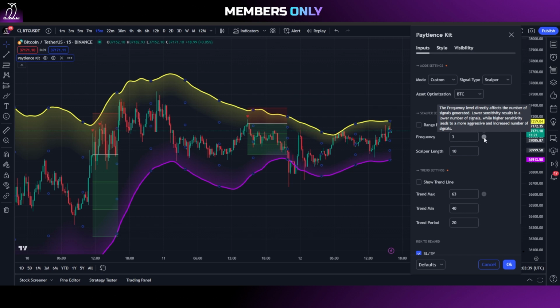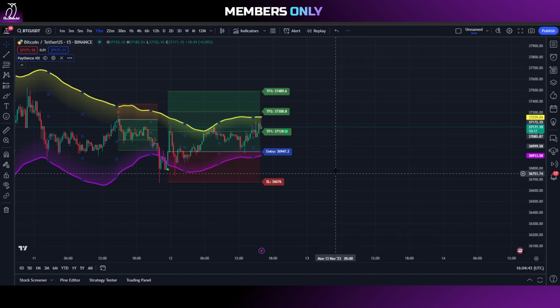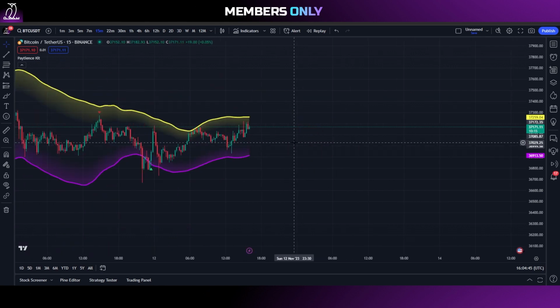The frequency level directly affects the number of signals generated. Lower sensitivity results in a lower number of signals, while higher sensitivity leads to a more aggressive and increased number of signals. So the next thing is the built-in risk management section of the indicator. This is the risk to reward section right here. We have a setting where you can turn off the stop loss and take profit levels right there.